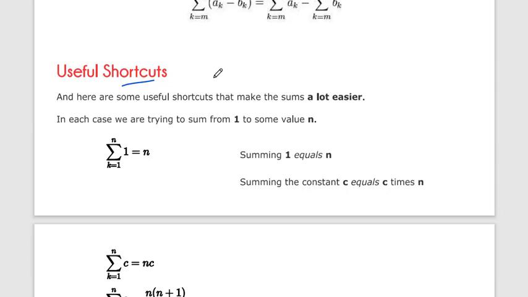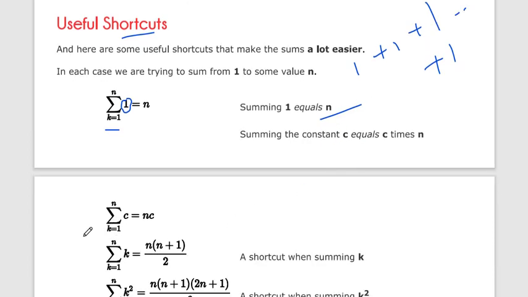Now let's see some useful shortcuts in the sigma property. Sigma k equals 1 to n of 1. Here they have only given one constant, so 1 plus 1 plus 1 plus and so on, n times. Here they have given n, so what will the summation become? It equals n. Summing 1 equals n.